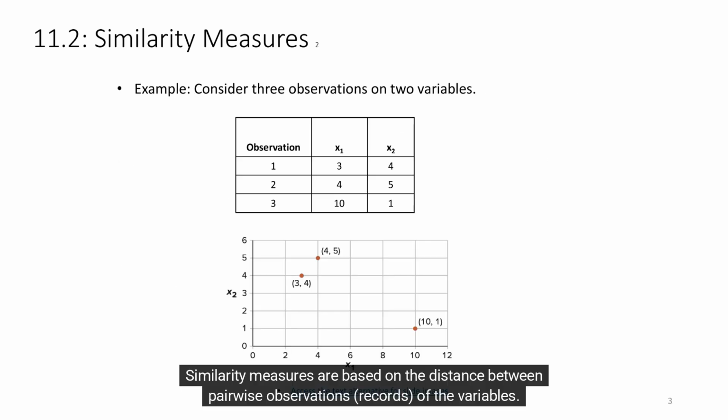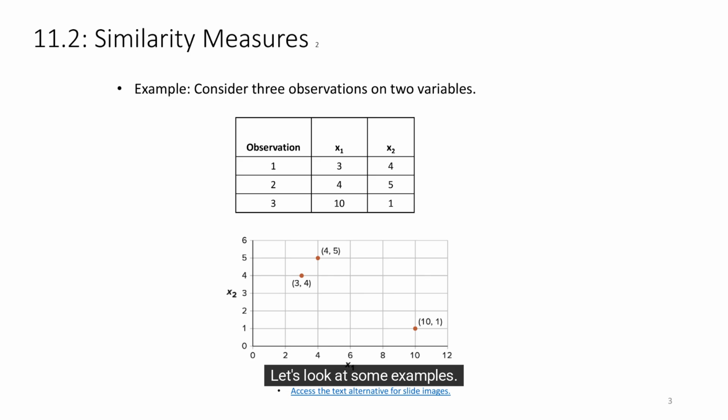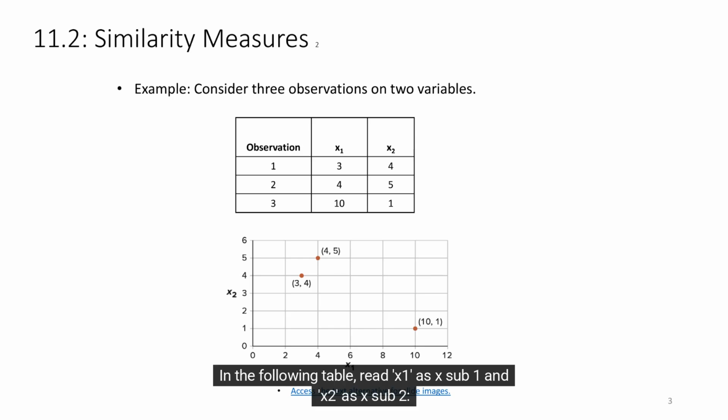Similarity measures are based on the distance between pairwise observations, records of the variables. A small distance implies high similarity, while a large distance implies low similarity. Let's look at some examples. Consider three observations on two variables. In the following table, read x1 as x sub 1 and x2 as x sub 2.